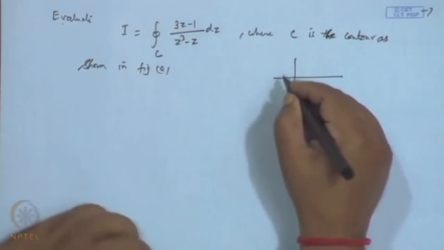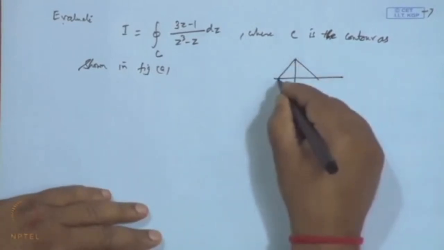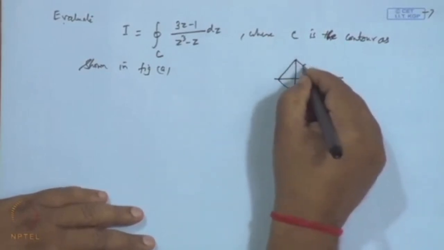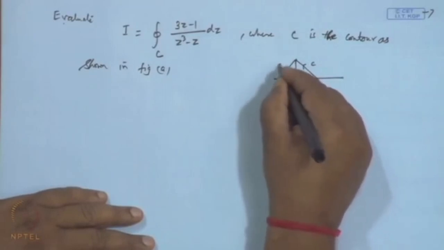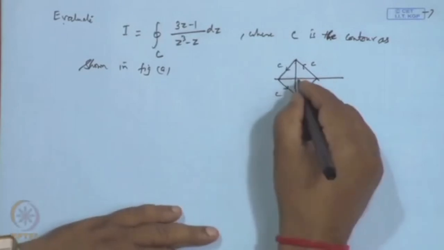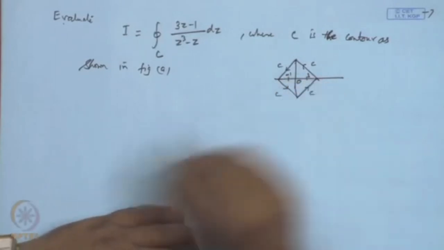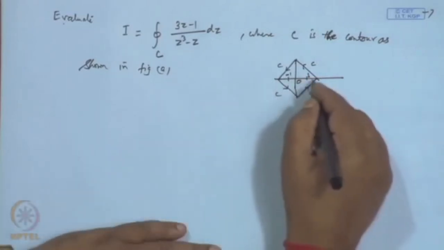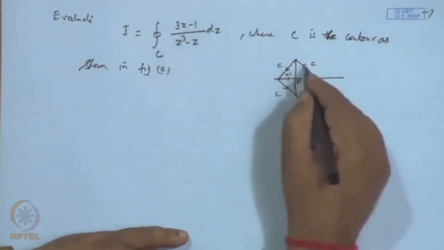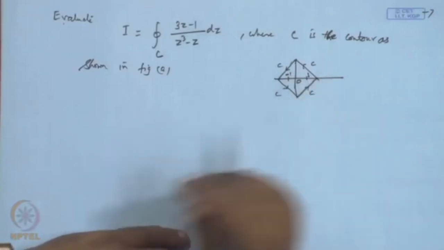Suppose we have this curve, C is the path of integration like this, this is our C, which encloses the points -1, 0 and 1. We are interested in finding the value of the line integral of this function along this closed curve C.